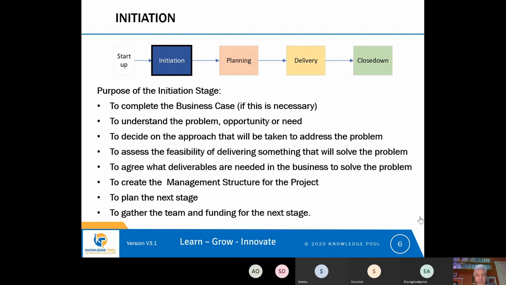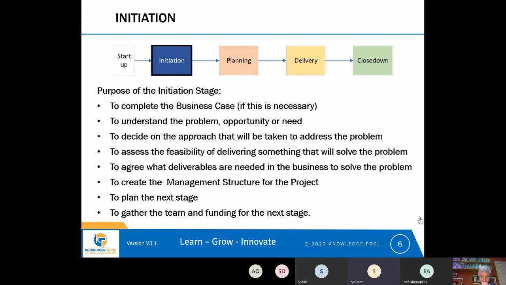So can I just ask, are there any questions on the purpose of the initiation stage? Because it's in that initiation stage when the project team starts to come together and think about the problem, think about how they're going to solve it, and think about what deliverables are going to be needed, and start to plan the delivery of the project. So any questions on the initiation stage?